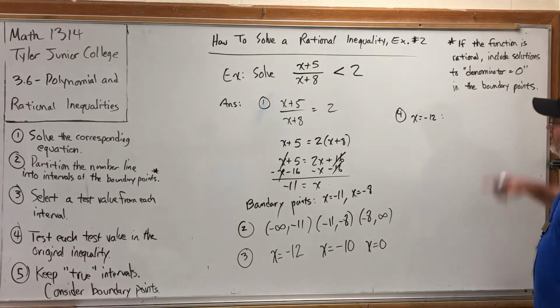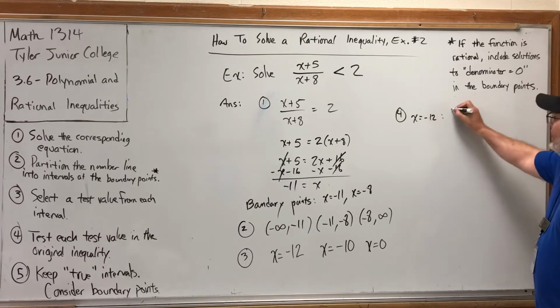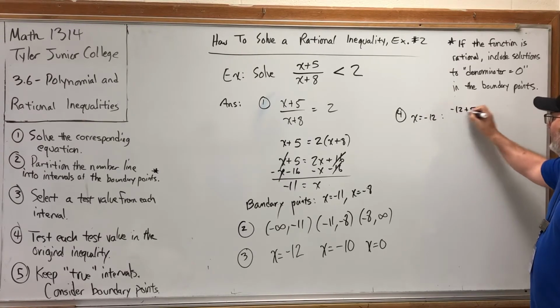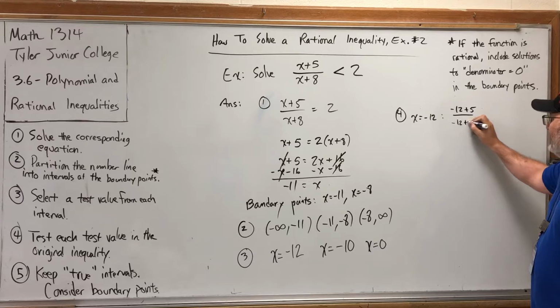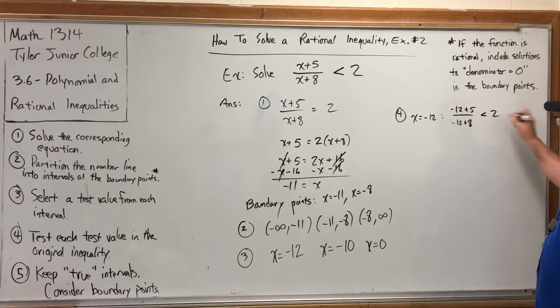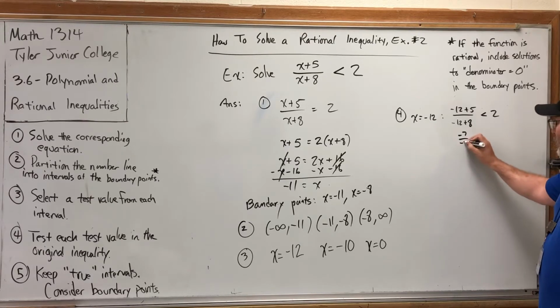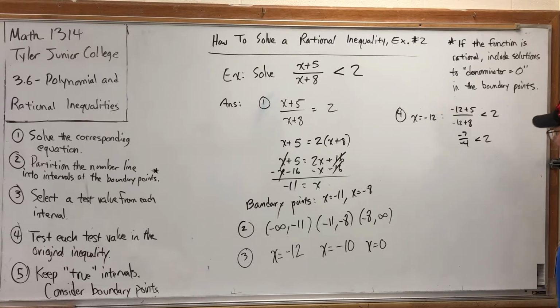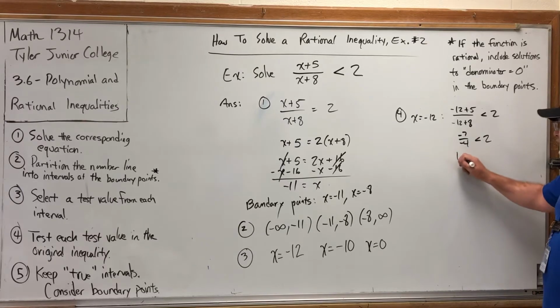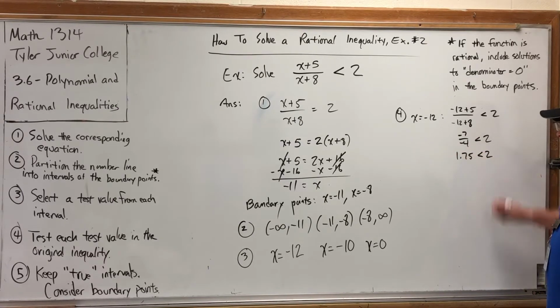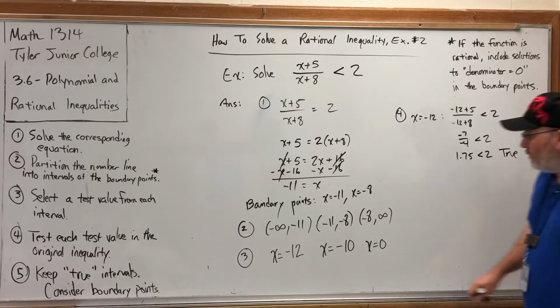If we substitute negative 12 into the original, we get negative 12 plus 5 over negative 12 plus 8, and we are comparing that to see if it is less than 2. The numerator is negative 7. The denominator is negative 4. I know this is positive. To compare it, you might want to get a decimal approximation. In this case, it is exactly 1.75. 1.75 is less than 2 is true. We keep the first interval.